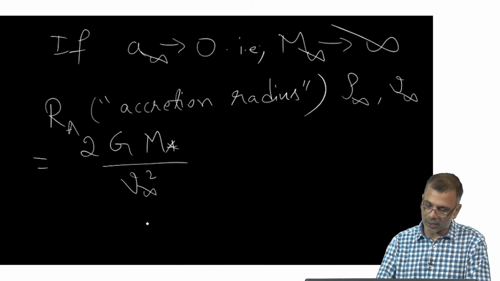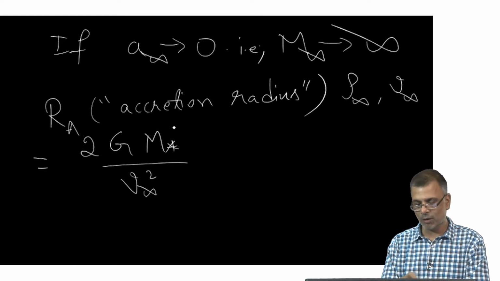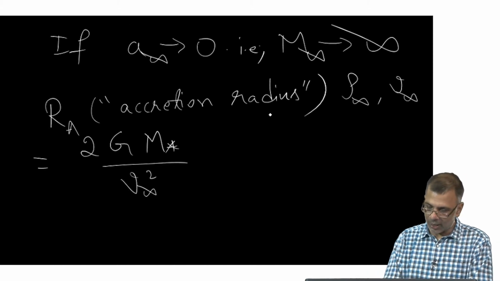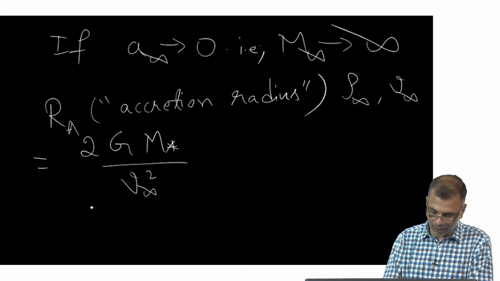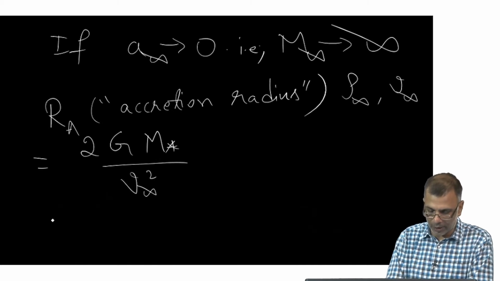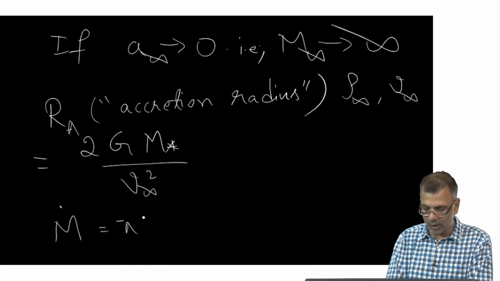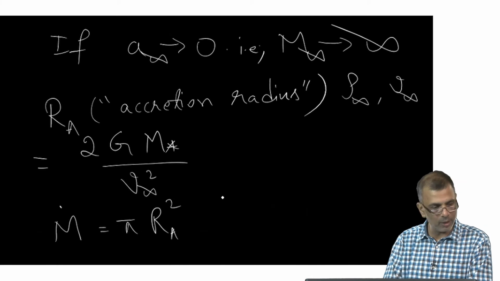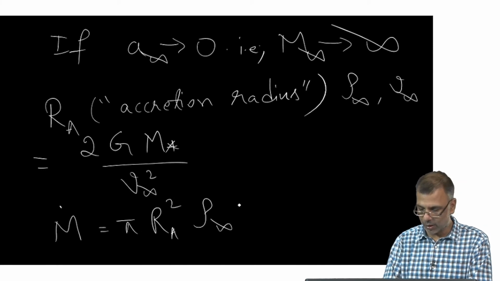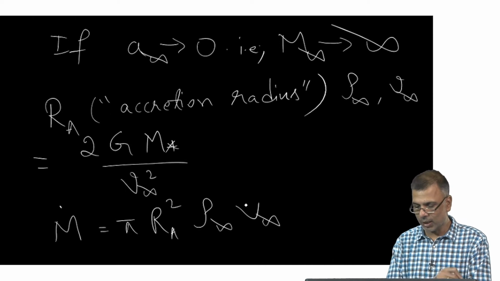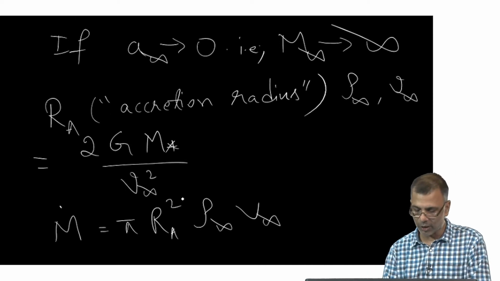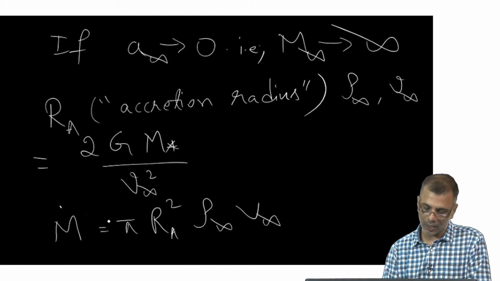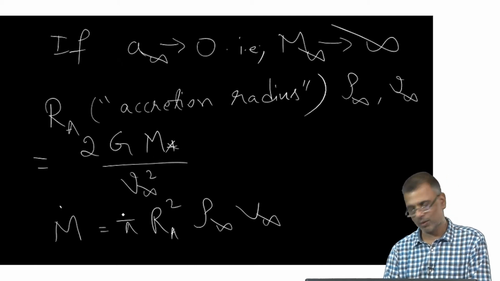If we define this kind of an accretion radius, it has the dimensions of length, you can verify this. The reason for calling this the accretion radius will become apparent immediately. Then M dot would be equal to pi R_A squared rho infinity v infinity. And from here, the logic of calling this R_A is immediately apparent, except for a factor of order unity.